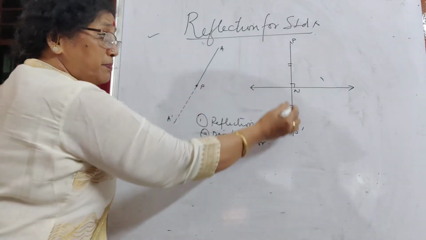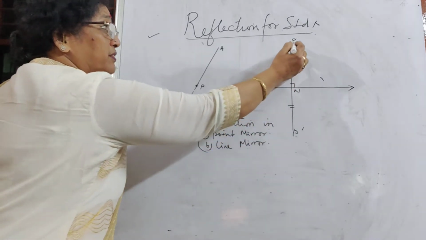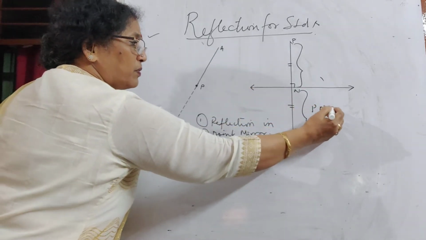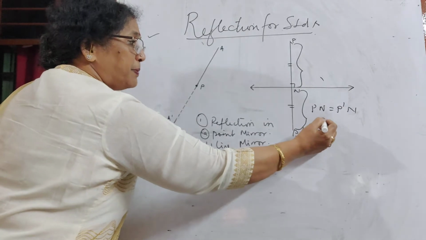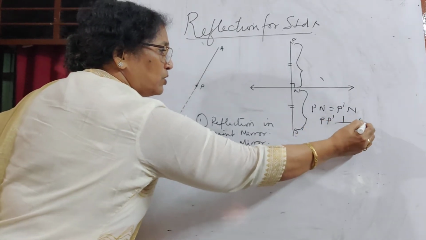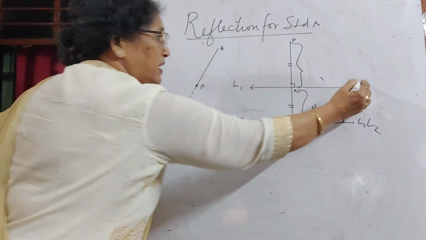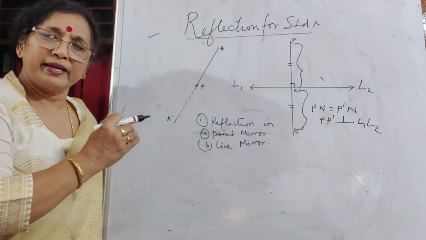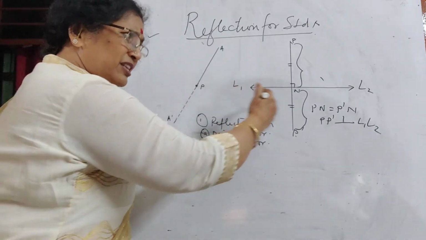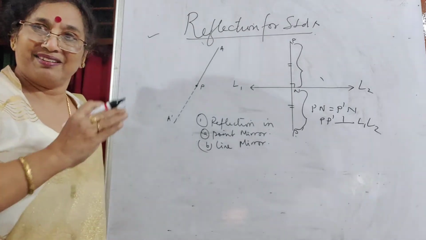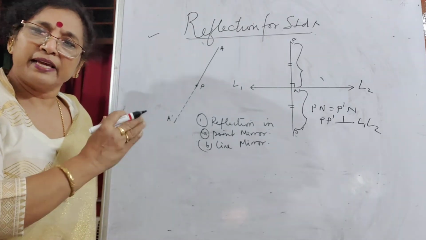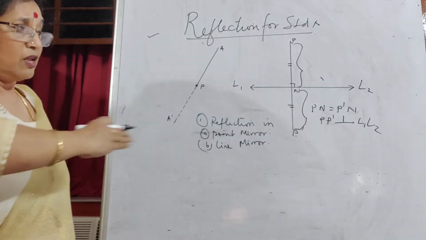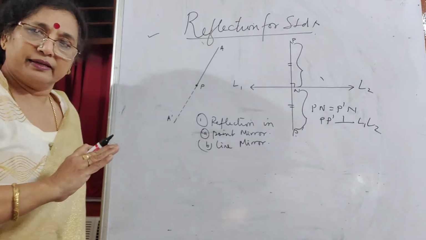So first we drop a perpendicular, and then this distance is equal to this distance. So Pn should be equal to P'n, and PP' must be perpendicular to L1L2. L1L2 is, say, the mirror line. I cannot name the mirror because it has no ends, but just to show you that L1L2 is the mirror line. Because when I put names L1, L2, it seems to become end points. I'm not talking of end points, I'm just representing that along L1L2 is the mirror line. Is it clear?